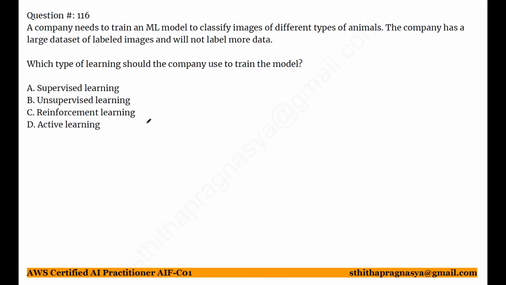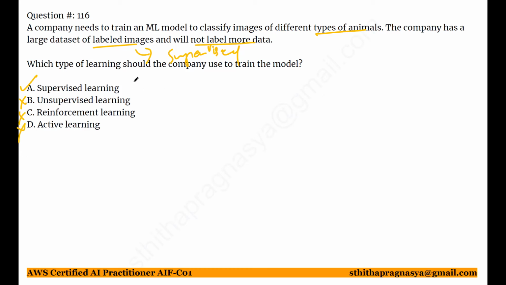The question asks which type of learning the company should use to train an ML model to classify images of animals, given that the data set is already labeled and the company will not label additional data. And we already know that when you already have labeled data, we are looking for a supervised learning algorithm. We already know that. This is kids question, don't you think so?